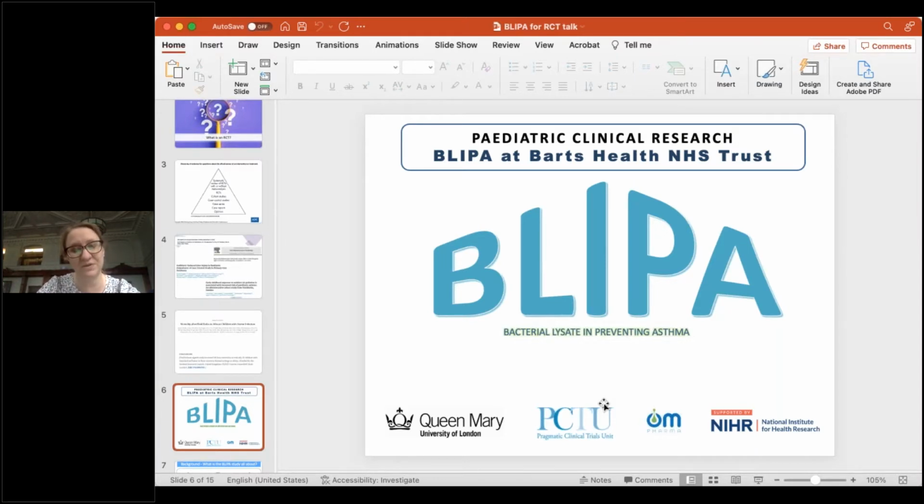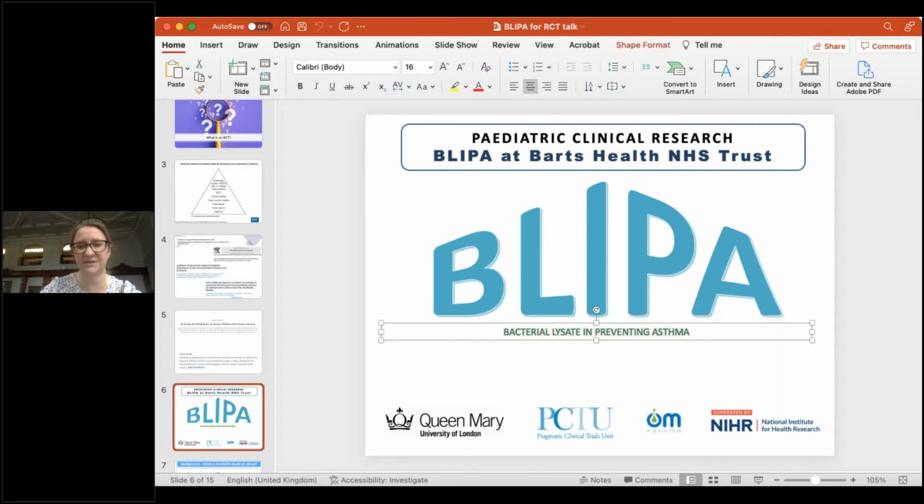So what I'm going to do is walk you through the Blipper trial and explain my role in it, how I got involved in it, and how it works. It's a nice overview of a randomised controlled trial. The Blipper trial stands for Bacterial Lysate in Preventing Asthma. It's an NIHR funded study.